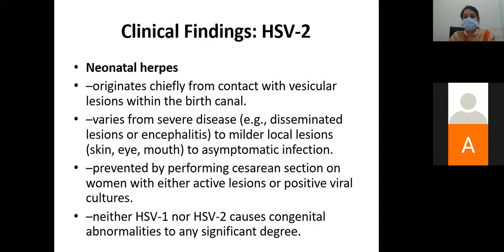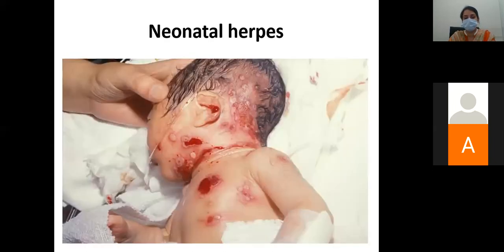How can we prevent neonatal herpes? It can be prevented by performing a cesarean section on women with either active lesions or positive viral cultures. And neither herpes simplex virus 1 nor herpes simplex virus 2 causes congenital abnormality to any significant degree. So this is a picture of neonatal herpes.